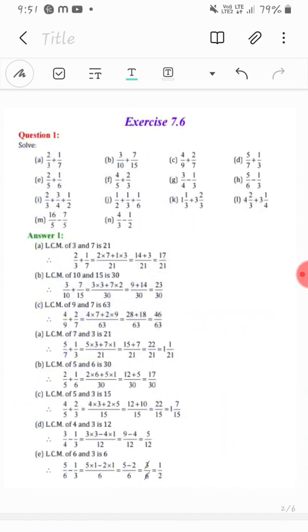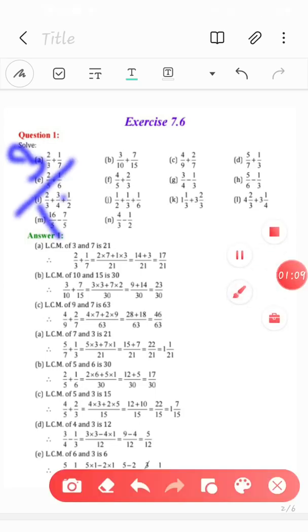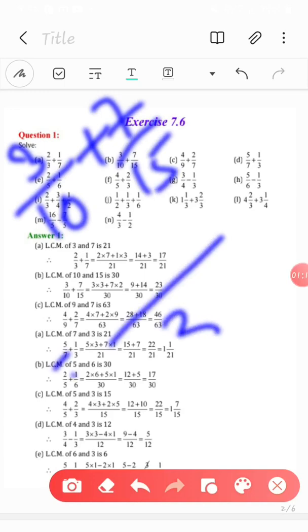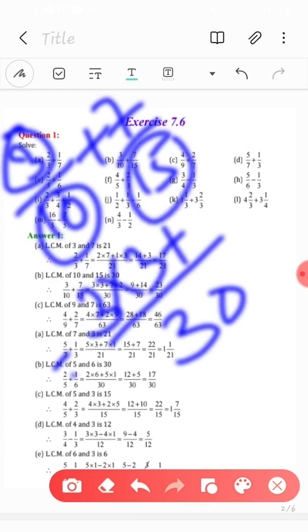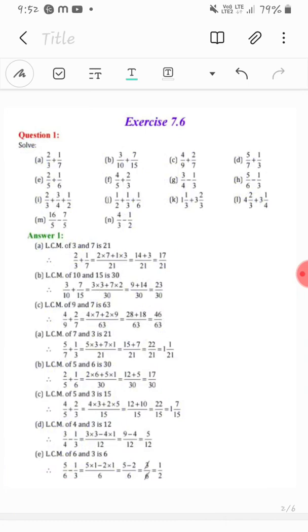So now 1B, 3 by 10 plus 7 by 15. After finding out the LCM we got 30. So 30 divided by 10, that means the fraction 3 by 10 is there once, and 7 by 15 is there. So 30 divided by 10 is 3. So 3 into 3 we will put here. 30 divided by 15 is 2. So 2 into 7 we will put. So 3 into 3 is 9. 2 into 7 is 14. So our answer will be 23 by 30.